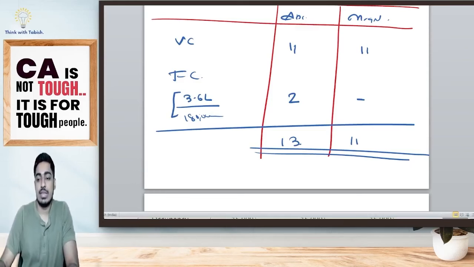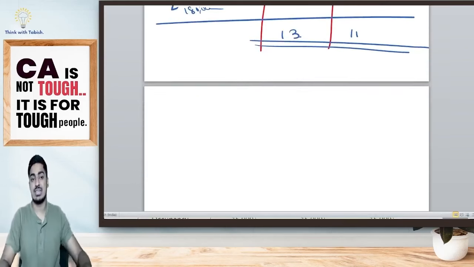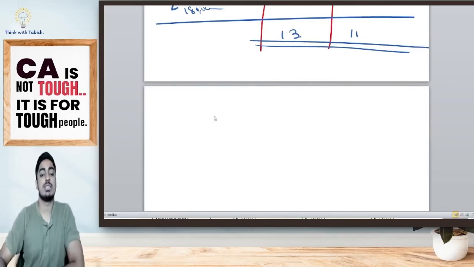So again, that calculation also I'll do here only. Look at this, I'm not doing it in a structure, proper presentation I'm not following. Under or over absorption.